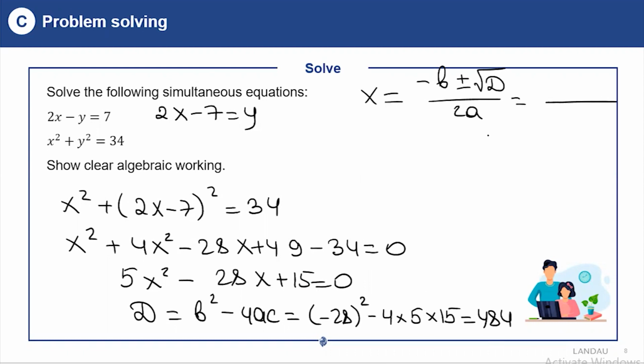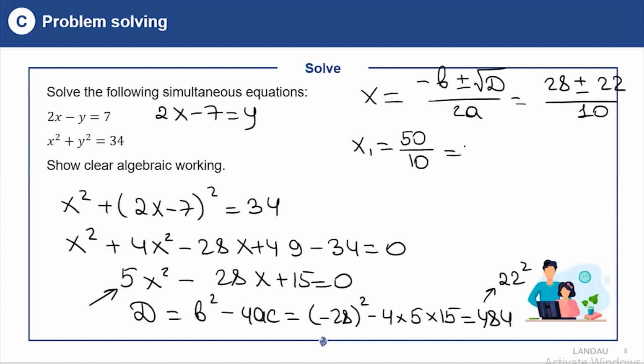Let's plug in the numbers. -b is -(-28) as well. If we add one more negative, two negatives will give a positive. So it will be 28 plus or minus the root of 484, which is 22 because 484 is 22 squared. Let's write directly plus or minus 22 over 2a, and we know that a is 5. 2a will be 10. So let's write x1. For x1, let's use plus. It will be 28 plus 22, which is 50, over 10 equals 5.